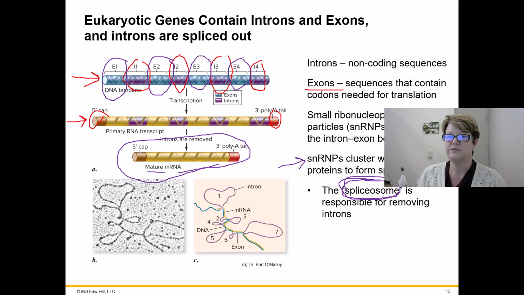So before there's any processing, it's called primary or pre-mRNA. And then you add the cap, the tail, and splice out the introns, and then the mRNA is mature. I didn't choose the terminology here, but that's the language that we use. All right.